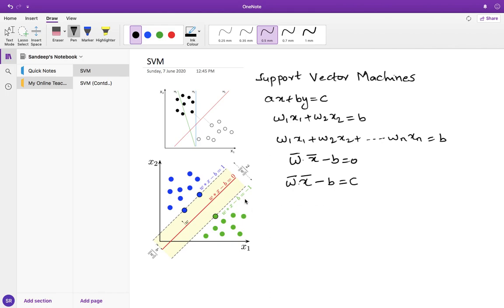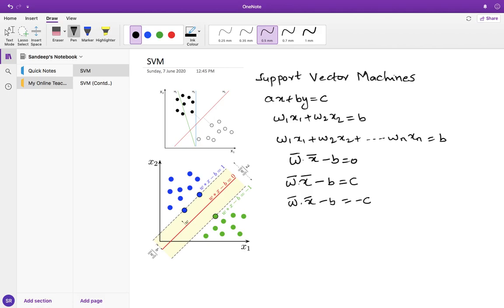So wx minus b is equal to c for one class, and I can write the equation for the second class. Since all these lines are parallel, they only differ by a constant. So wx minus b is equal to minus c. Let me discuss with you how these equations are the same as the ones with 1.